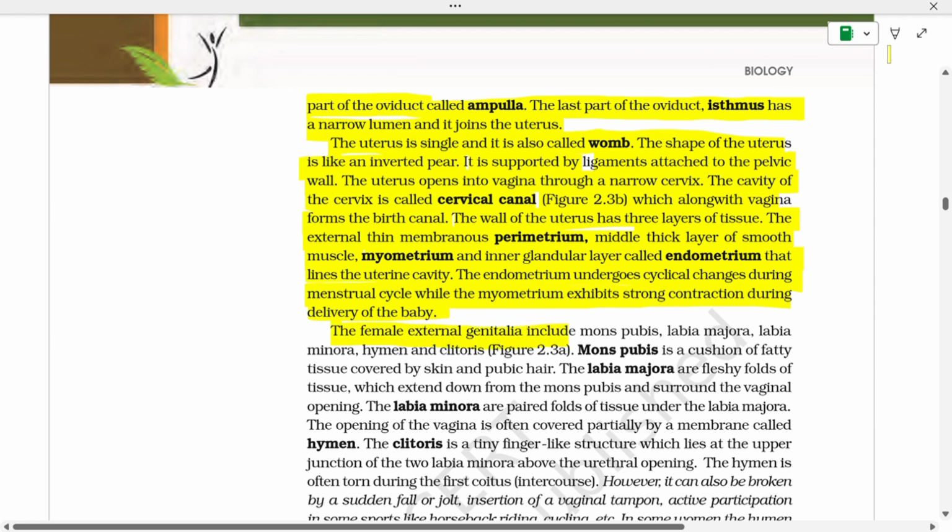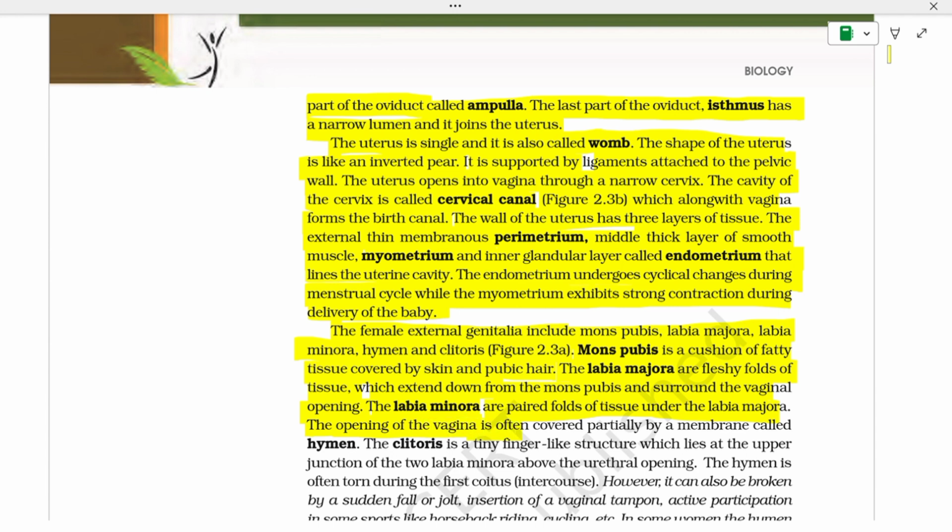The female external genitalia includes mons pubis, labia majora, labia minora, hymen, and clitoris. Figure 2.3a. Mons pubis is a cushion of fatty tissue covered by skin and pubic hair. The labia majora are fleshy folds of tissue which extends down from the mons pubis and ends around the vaginal opening. The labia minora are paired folds of tissue under the labia majora.